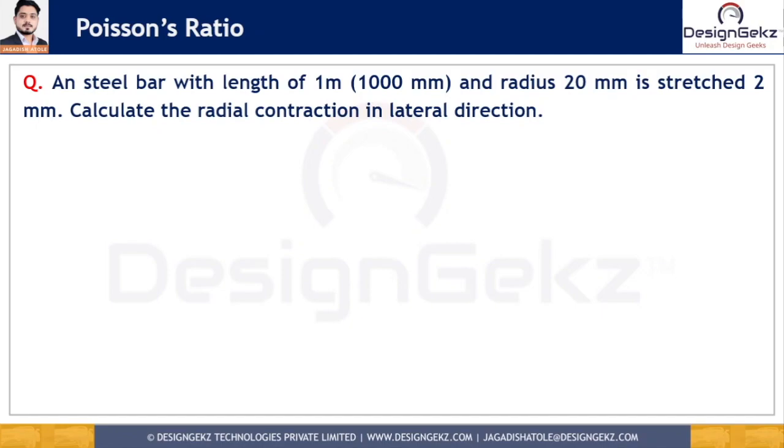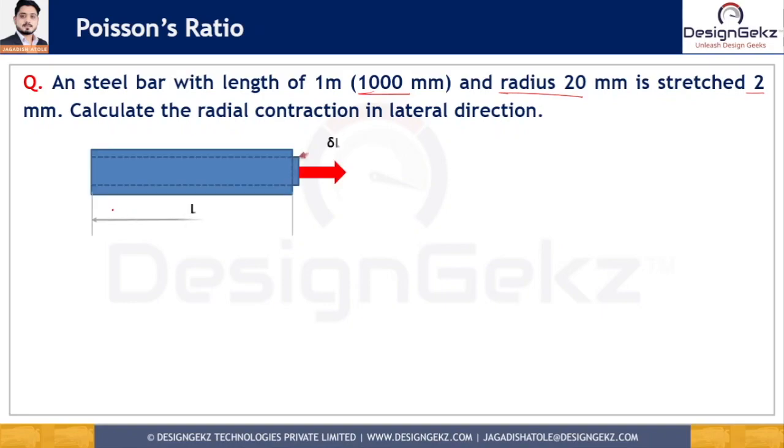Let's take a numerical example for calculating the lateral strain from the Poisson's ratio. The question is, a steel bar with a length of 1 meter, that is 1000 mm, and radius 20 mm is stretched 2 mm. So calculate the radial contraction in the lateral direction. From the given data, the steel bar has the length L as 1 meter, that is 1000 mm, and radius R is 20 mm, and it is stretched 2 mm, that is delta L is 2 mm in our case, and we are stretching it.